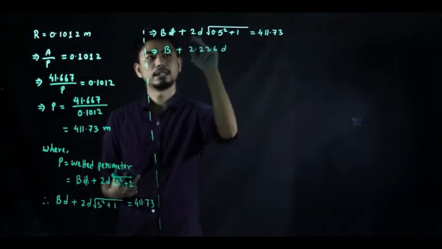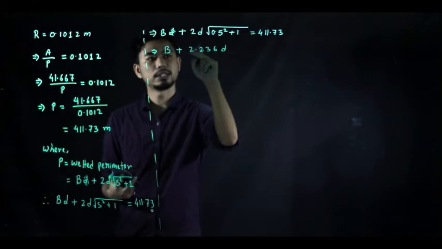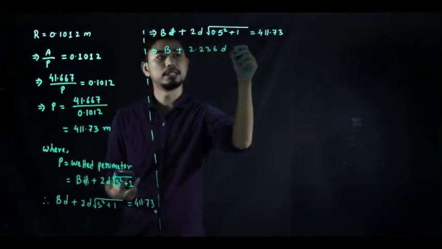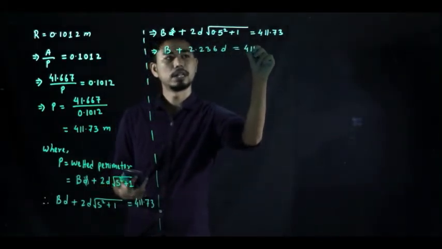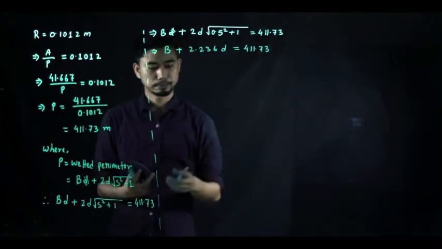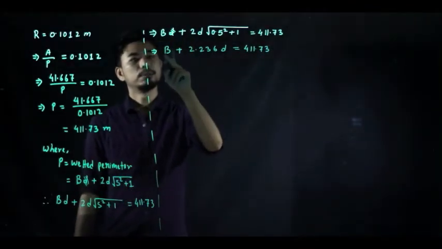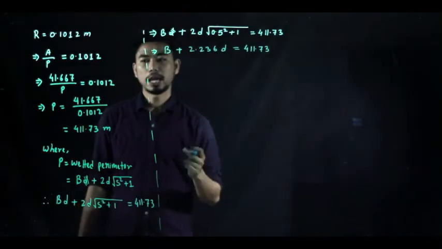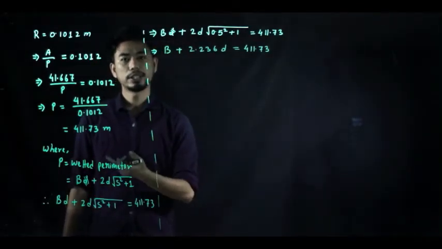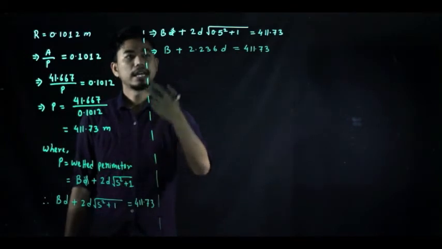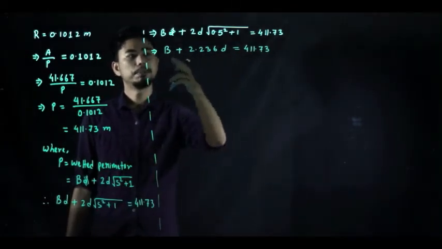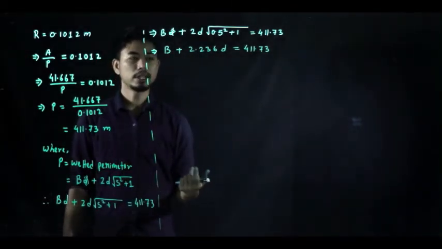2.236 and D, 2 into under root 0.5 square plus 1, it is 2.236 and D I have written as D. So this will be 411.73. So from here we can find out the B value. Earlier we had one equation in terms of the cross-sectional area A, and this is the relation in terms of B and D also.